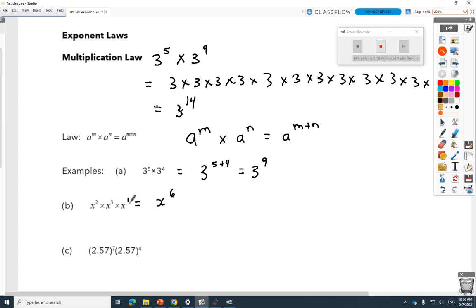And this one works no matter what the number is. If it's a 3, if it's an x and we don't know what the number is, or if it's a 2.57, you can just add the exponents.